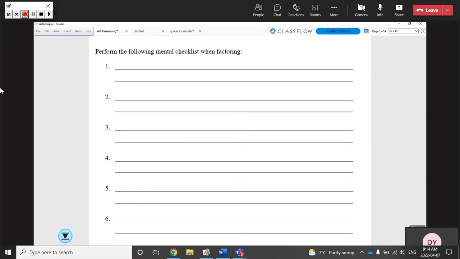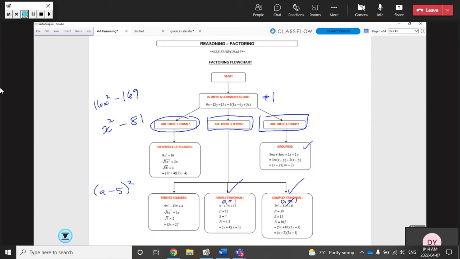Okay, there are steps to follow, like a mental checklist when factoring. If you wanted to make one, that's great. But this flow chart that we have here is just amazing for how to factor. In fact, you might want to use it for today's lesson. It might be something that really helps us out. Or maybe I forced you to do so much factoring that you might just be really good at it right now.